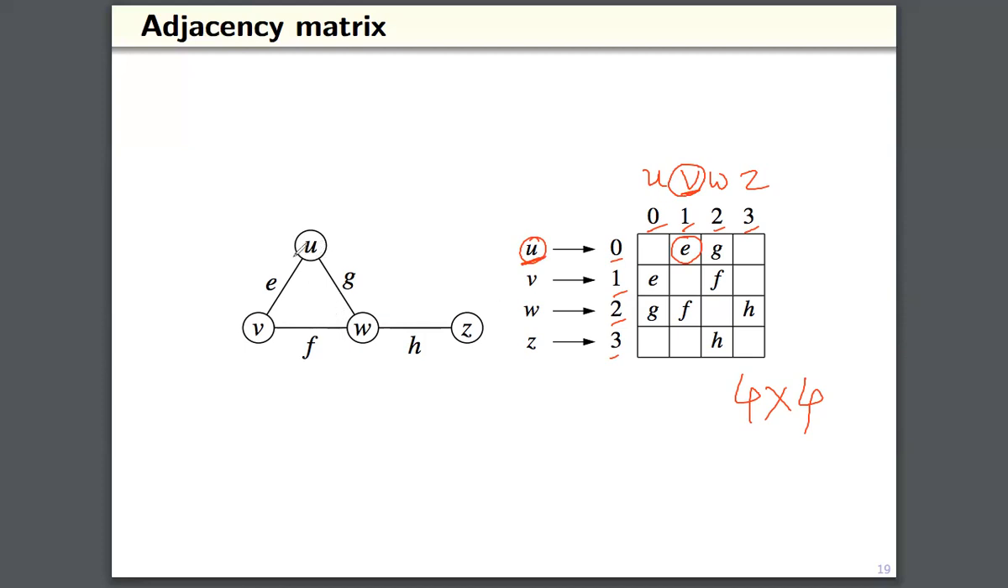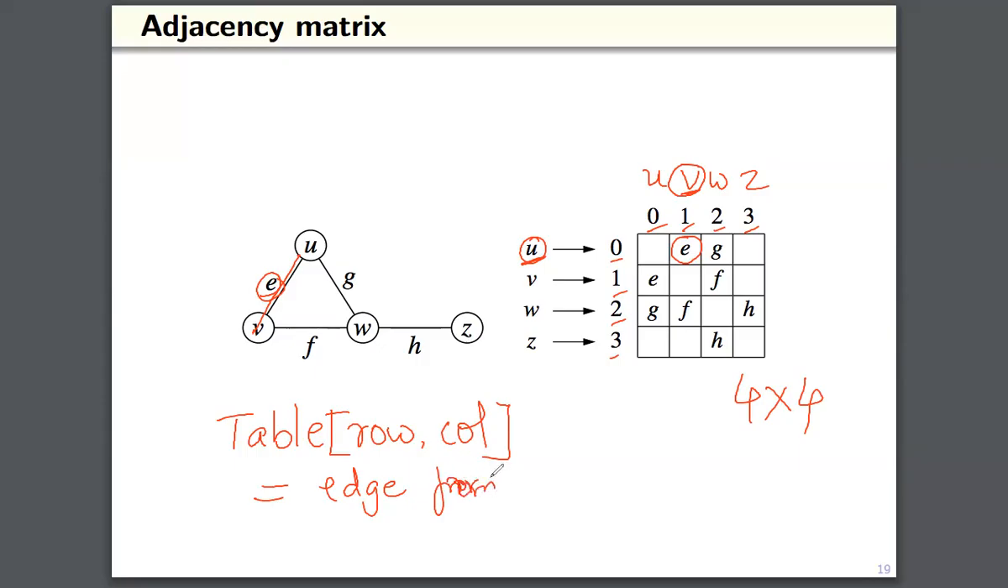So what does that mean? U to V is E, right? So the idea is this: table of row comma col is equal to the edge from vertex row to vertex column. Make sense? So table of i comma j is the edge or the edge cost, edge label, whatever it can be. Maybe all details related to the edge from vertex i to vertex j. Make sense? That's it.